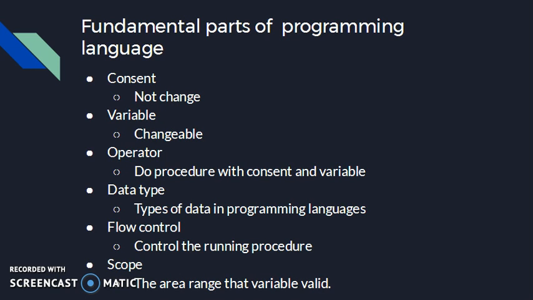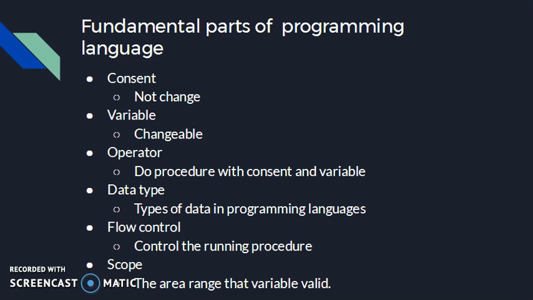Next, we will start to learn 6 fundamental parts of programming. They are constants, variable, operator, data type, flow control, and scope. Constant is stuff that cannot be changed. For example, gender. Variable is stuff that will be changed. For example, age.